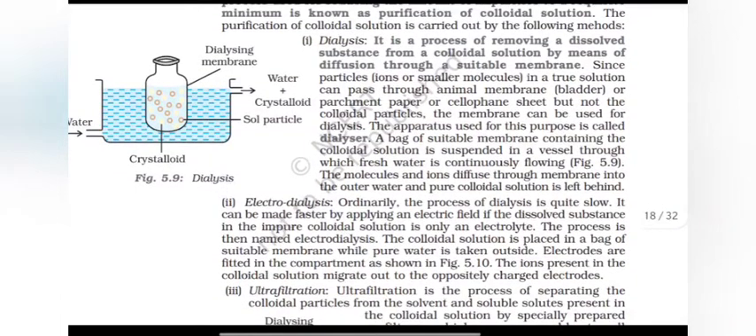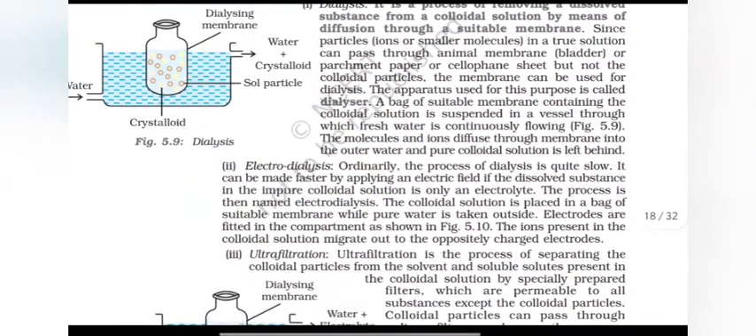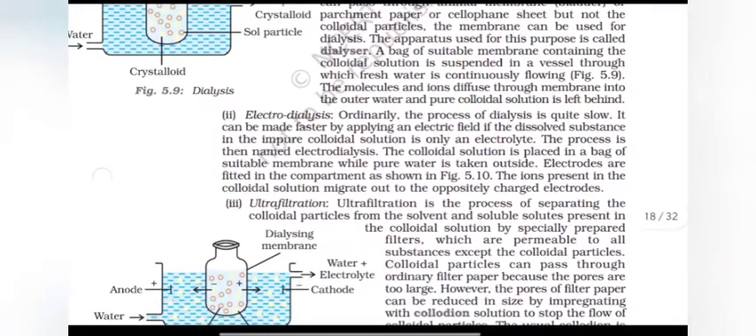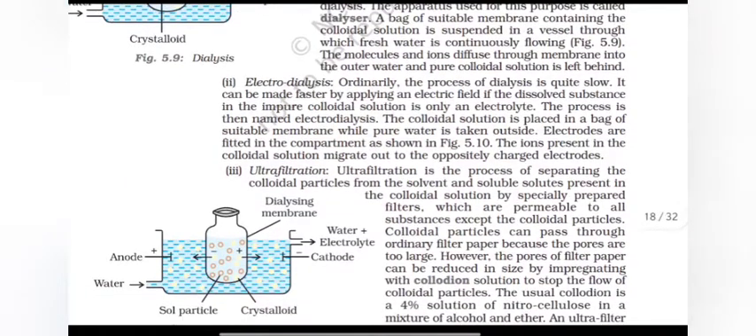Dialysis. It is the process of removing dissolved substances from a colloidal solution by means of diffusion through a suitable membrane. Since particles in a true solution can pass through animal membrane, parchment paper or cellophane sheet but not colloidal particles, the membrane can be used for dialysis. The apparatus used for this purpose is called a dialyzer. A bag of suitable membrane containing the colloidal solution is suspended in a vessel through which fresh water is continuously flowing. The molecules and ions diffuse through the membrane into the outer water and pure colloidal solution is left behind.